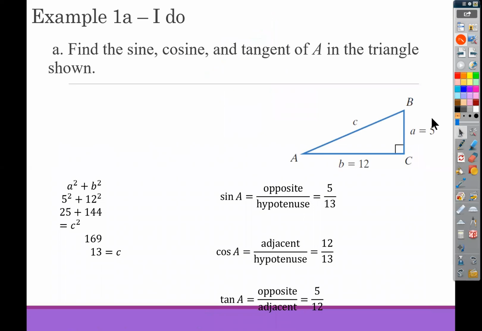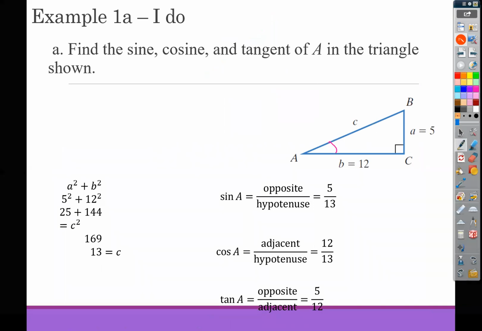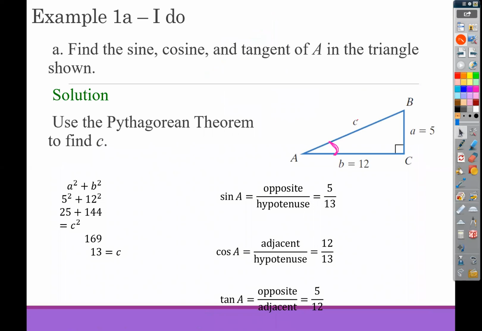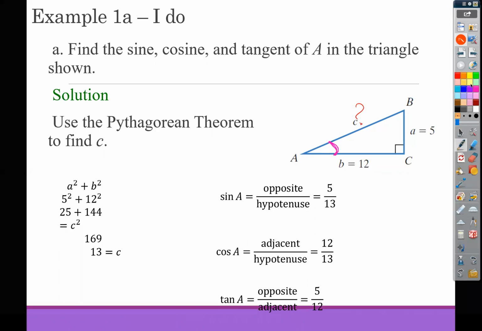Example 1A says find the sine, cosine, and tangent of A in the triangle. So I have this listed for you, but all you would have normally would just be the triangle, okay? So we are trying to find all of the sides. To do that, your very first thing is you're going to have to use the Pythagorean theorem first to find C, okay? So this is the very first thing that you have to do.